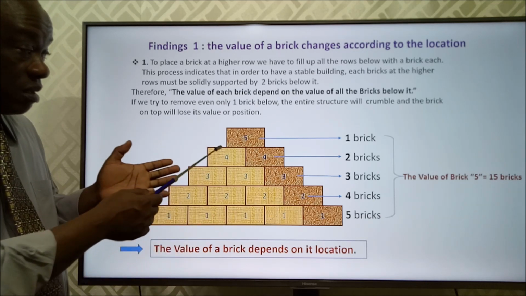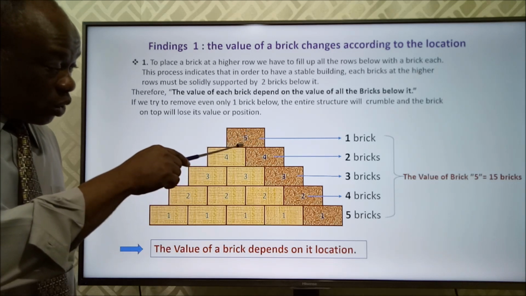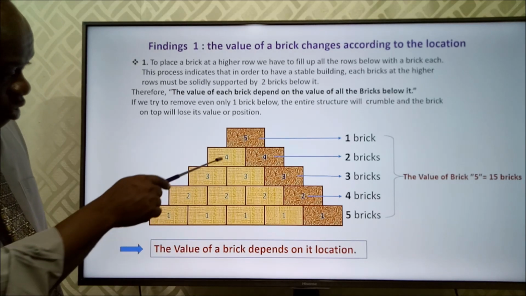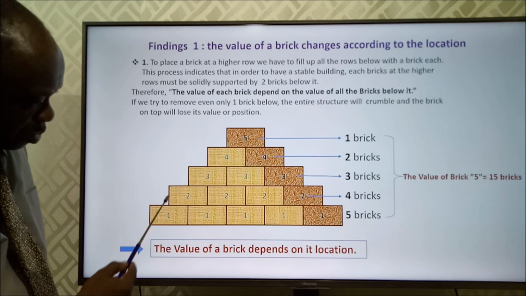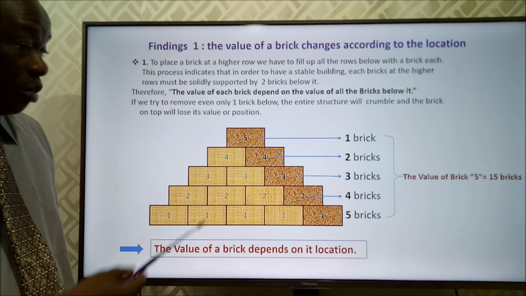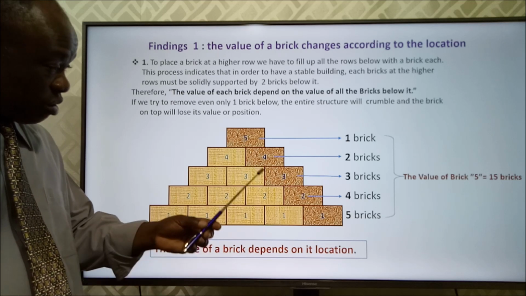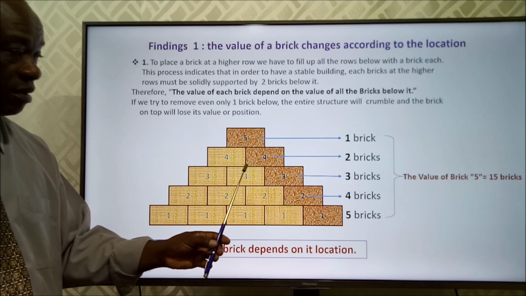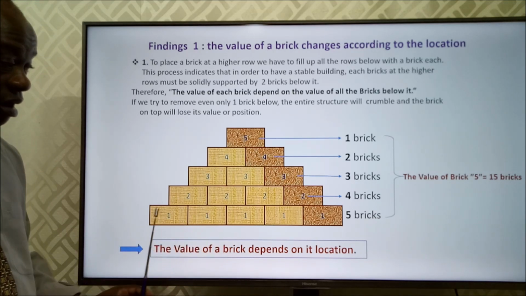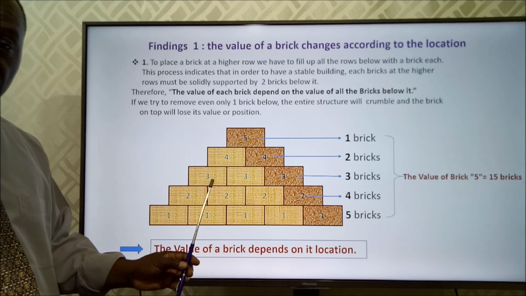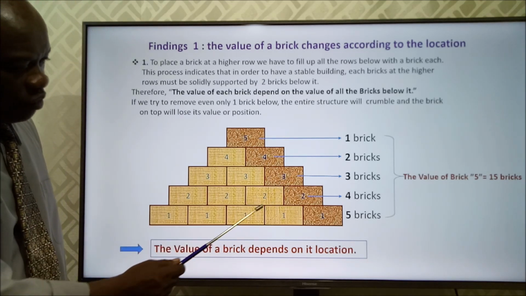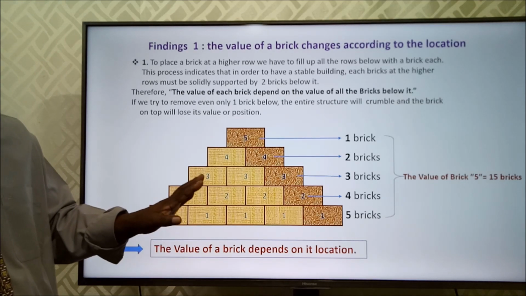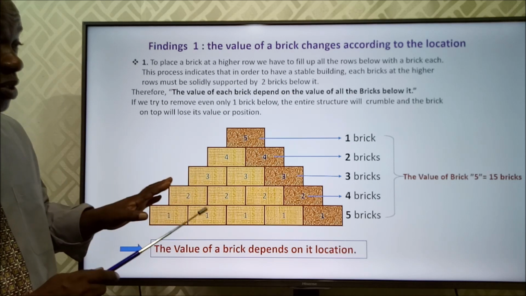Therefore, number 5's value includes all the bricks below it. Number 4 will include all these bricks below it. Number 5, as you see, is supported by 14 bricks if you count them. There are 14 bricks here. And number 4 is supported by 9 bricks if you count them very well. Number 3 is supported by 5 bricks below. So this is the principle. This is the law that works here.